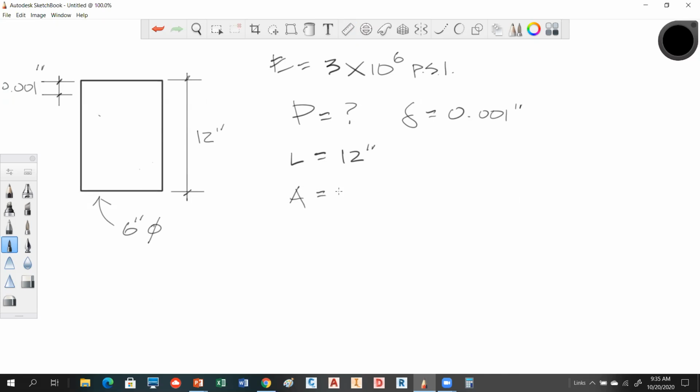So let's go ahead and calculate that area. We know that this is pi d squared over 4. So we have pi times 6 squared divided by 4. And let's see what we come up with now. 6 squared times pi divided by 4. I get 28.3 inches squared. Okay, everybody okay with that?